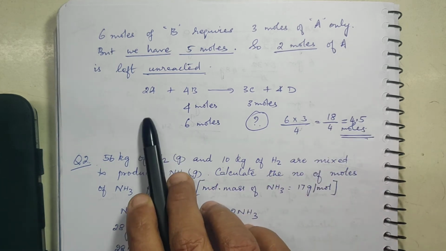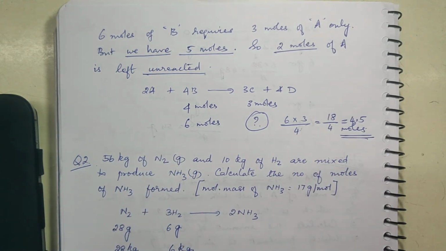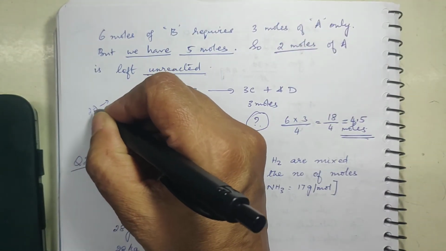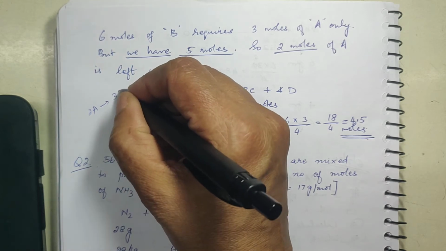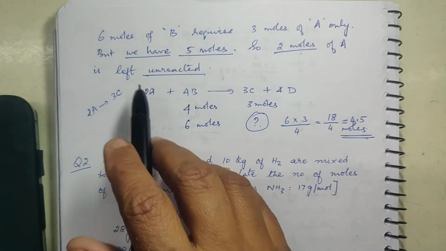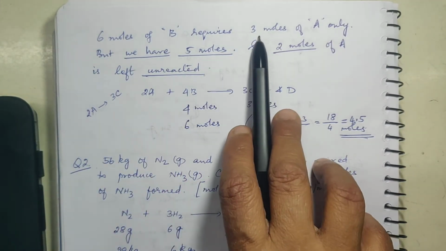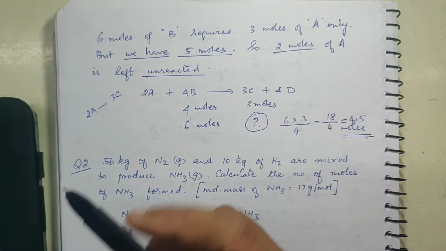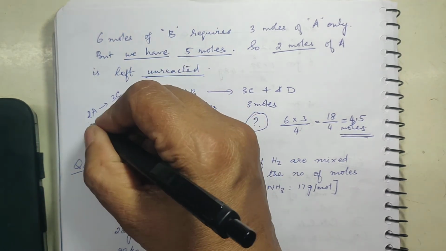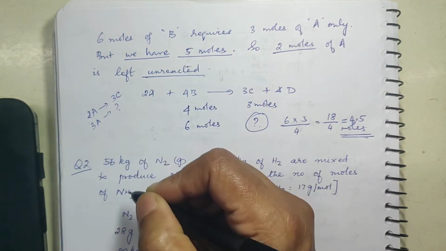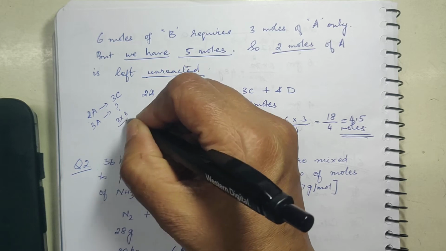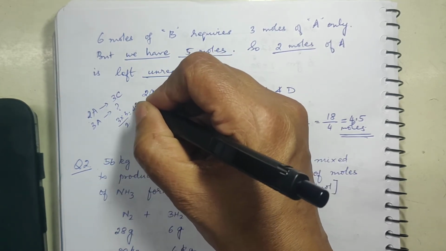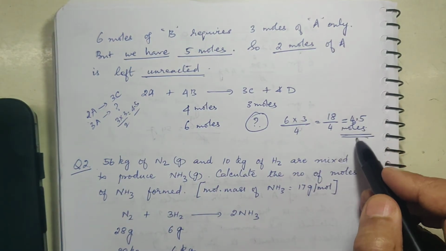The same thing you can also take it with respect to A also. Now here what you have seen, 2 moles of A is giving you 3 moles of C. Now out of 5 moles of A, how many you are requiring? You are requiring only 3 moles. 2A is giving you 3C. So 3A will give you how much? So that will be 3 into 3 by 2. That will be 9 by 2. That is also 4.5. So you are getting already 4.5.